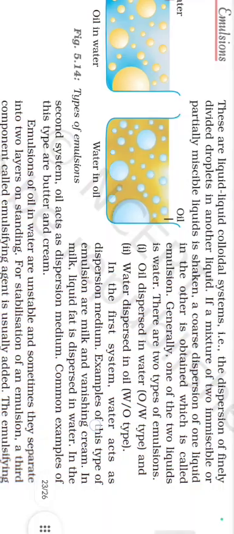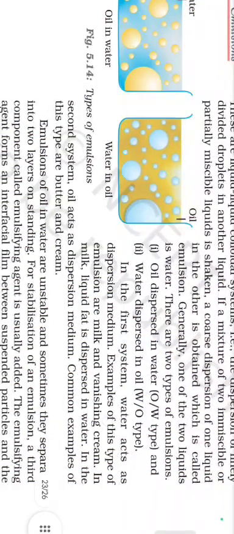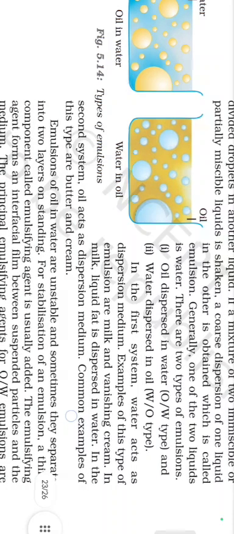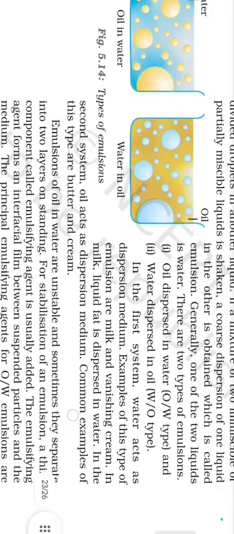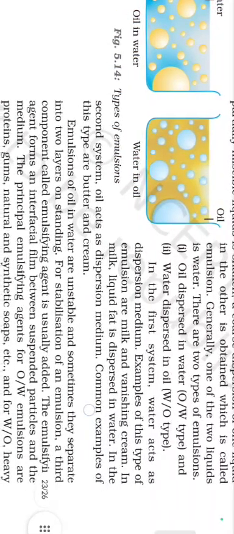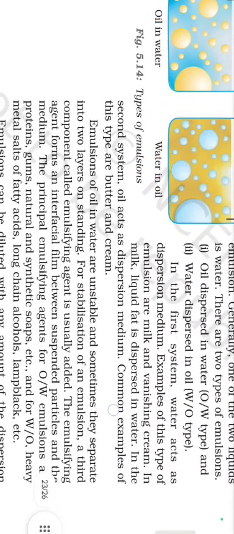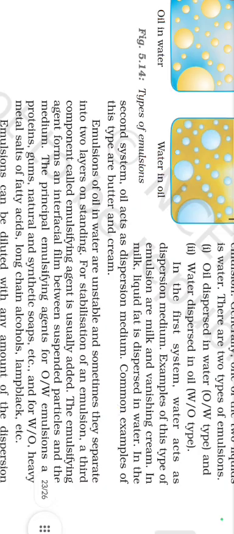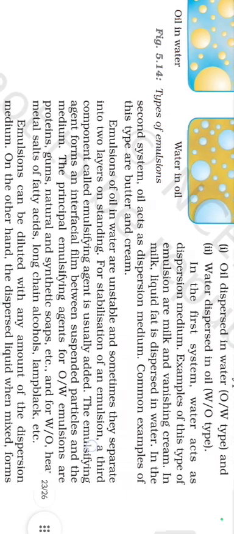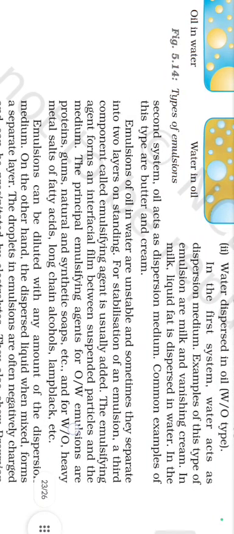Emulsions. These are liquid-liquid colloidal systems, that is, the dispersion of finely divided droplets in another liquid. If a mixture of two immiscible or partially miscible liquids is shaken, a coarse dispersion of one liquid in the other is obtained, which is called emulsion. Generally, one of the two liquids is water. There are two types of emulsion. First, oil dispersed in water, O/W type, and second, water dispersed in oil, W/O type. In the first system, water acts as dispersion medium. Examples of these emulsions are milk and vanishing cream.